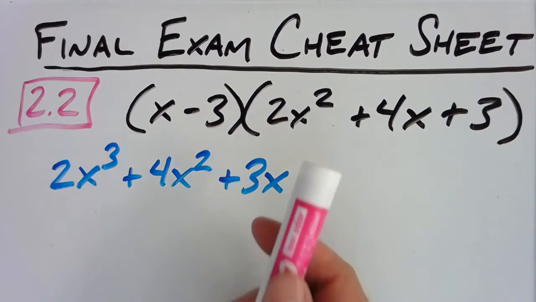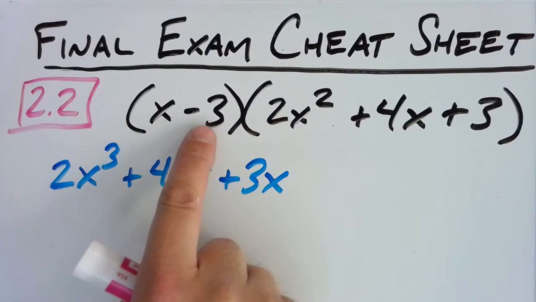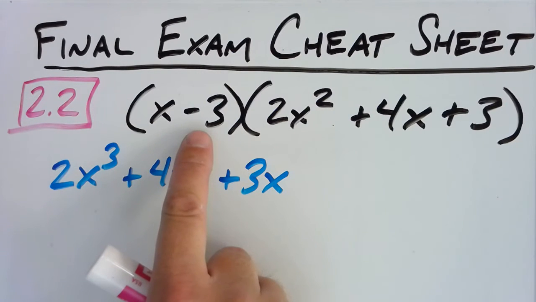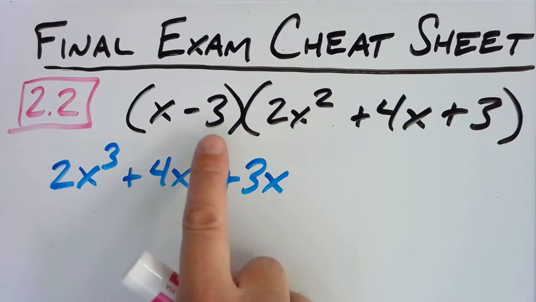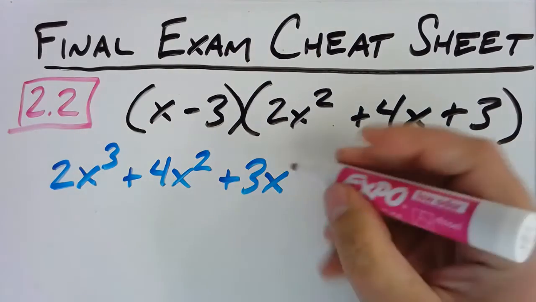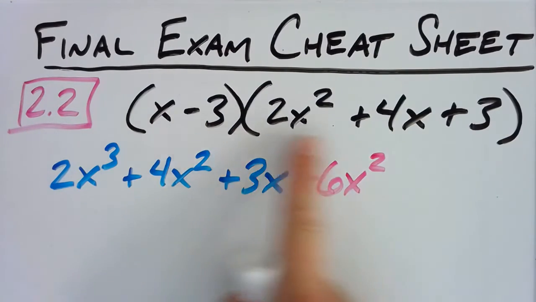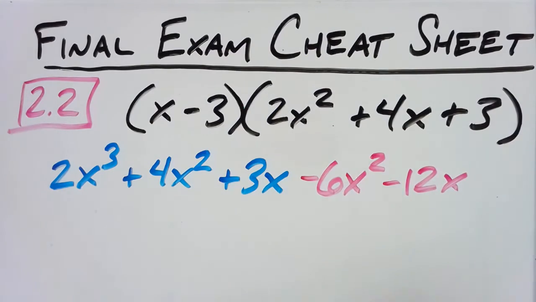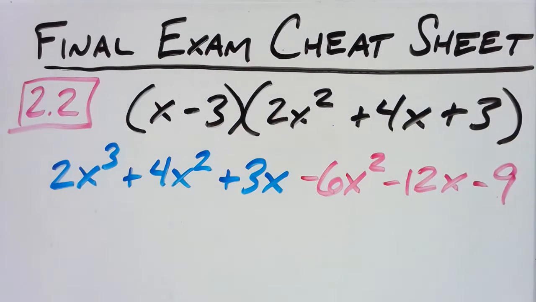All right, now I'll use pink to represent the next object. Be careful here, a sign. This negative sign is attached to that 3. So my second object here is this negative 3. And again, I'm going to multiply it throughout this next parentheses, each of those objects. So I should end up with 3 results. Negative 3 times positive 2x squared gives me negative 6x squared. Negative 3 times positive 4x gives me negative 12x. And lastly, negative 3 times positive 3 gives me negative 9.